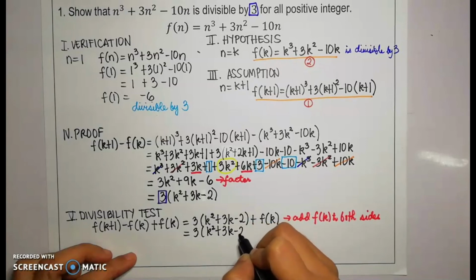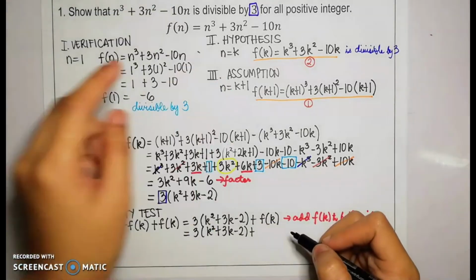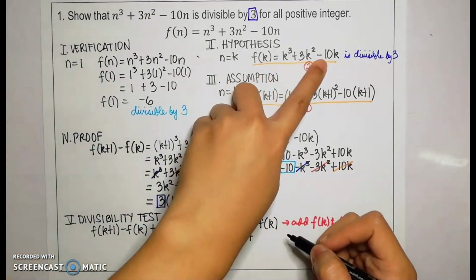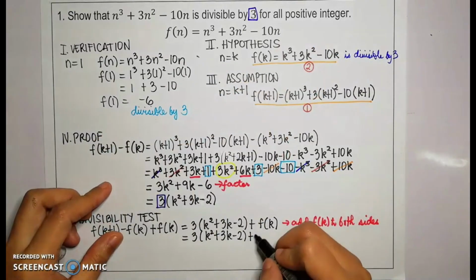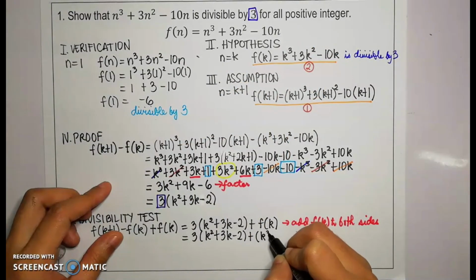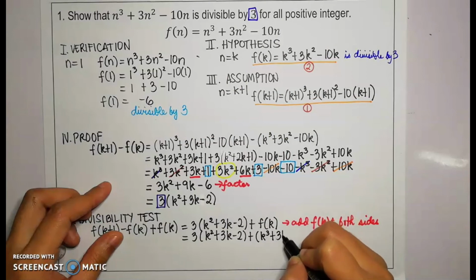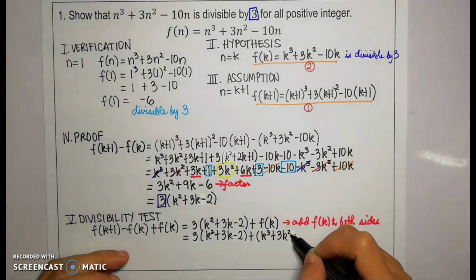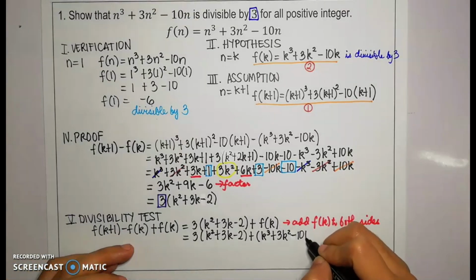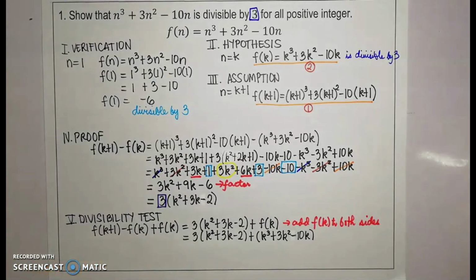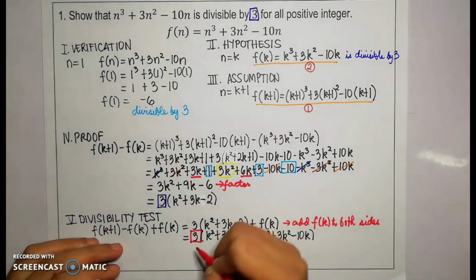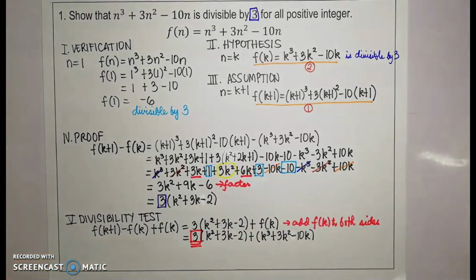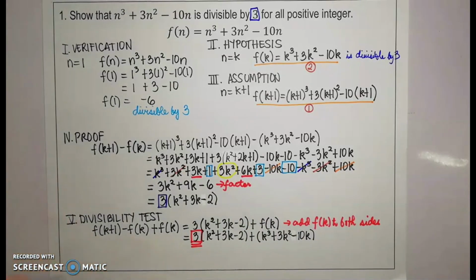So we have 3 times the trinomial k squared plus 3k minus 2. Then we will add this answer, which is k cubed plus 3k squared minus 10k. We will not evaluate it anymore because it is simplified already. So our first factor is 3, which is divisible by 3. That's why we can already conclude.